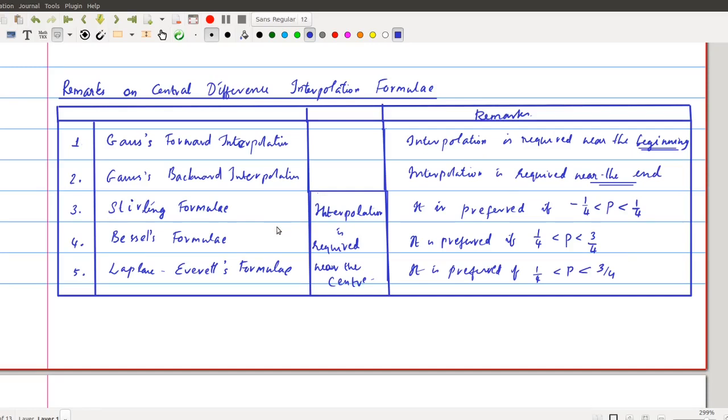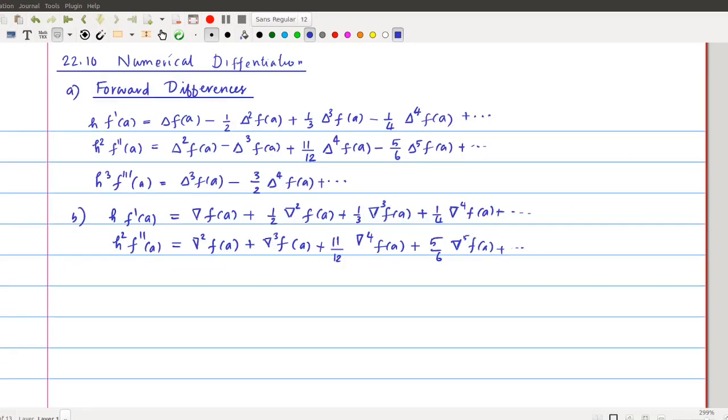Next we will discuss the last section, 22.10 of this module, that is numerical differentiation. After that we will move on to numerical integration. So next we will discuss 22.10, numerical differentiation.